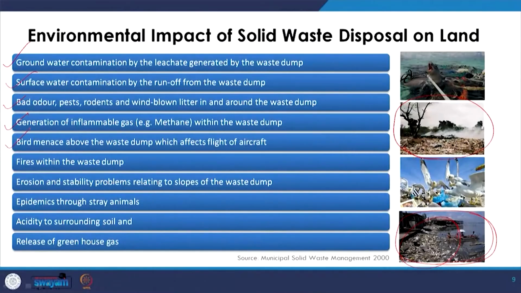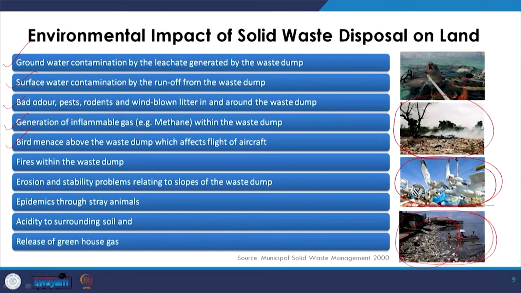Then there is a lot of bird menace above the waste dump. We might have seen a lot of scavenger birds, for example eagles, which create a menace above the waste dump. It not only affects the flight of aircraft, which is one of the major concerns, but it is also difficult for the habitation around, because these birds create a lot of menace. Then, because of these inflammable gases, there are often fires within the waste dump.